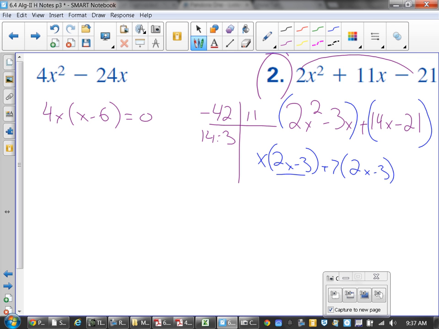When these two guys wind up being the 7, being the same, you just write it down. And you got x plus 7.